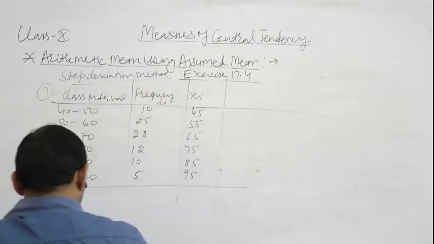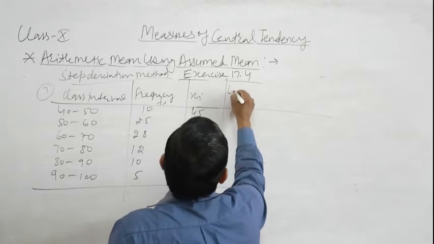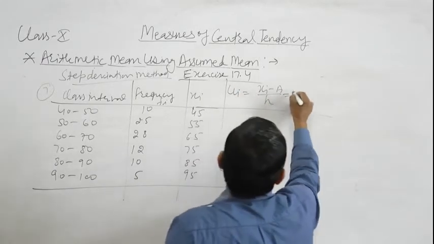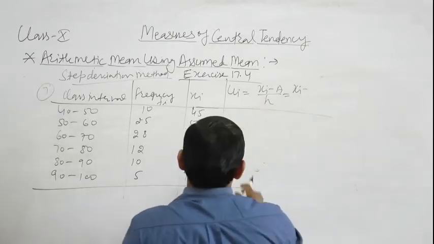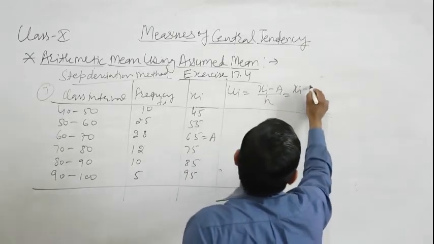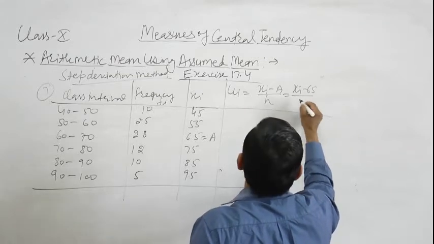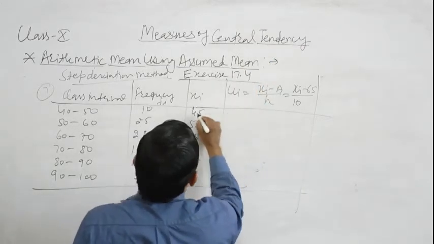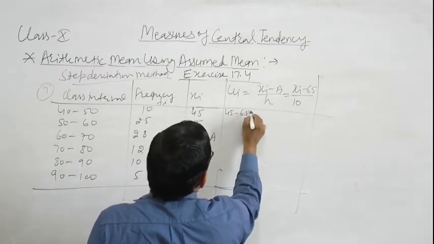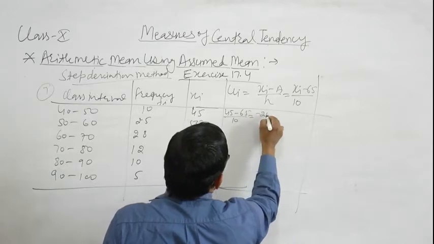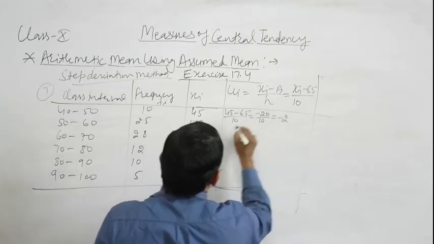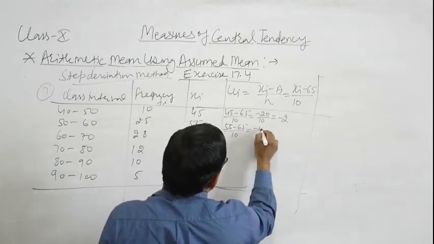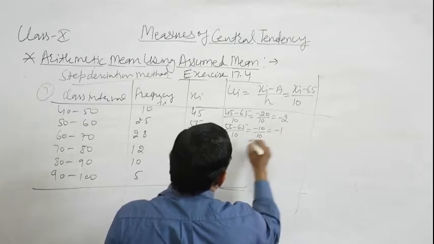We solve by using the step deviation method, so we calculate ui equal to xi minus a upon h. Here we let 65 equal to a, so xi minus 65 upon h, where the class interval is 10. xi is 45: 45 minus 65 upon 10, that is minus 20 upon 10, equal to minus 2. Then 55 minus 65 upon 10, that is minus 10 upon 10, equal to minus 1.